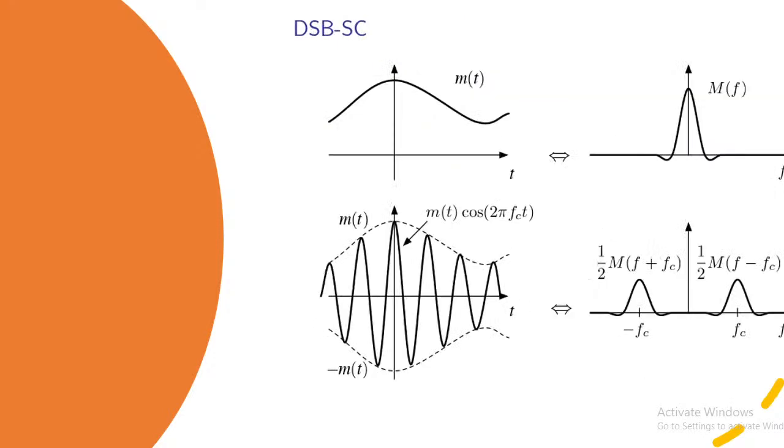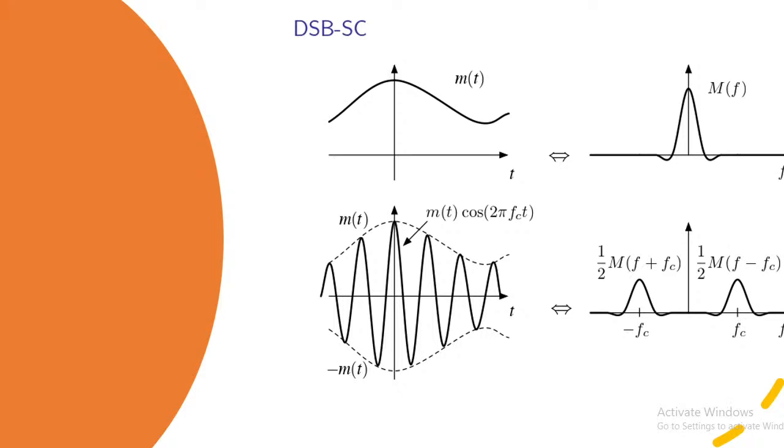Next. So DSBSC, now look at this. m(t) is some arbitrary function, some arbitrary signal. The top left one is m(t), some arbitrary signal. Its Fourier transform is shown on the top right hand side.